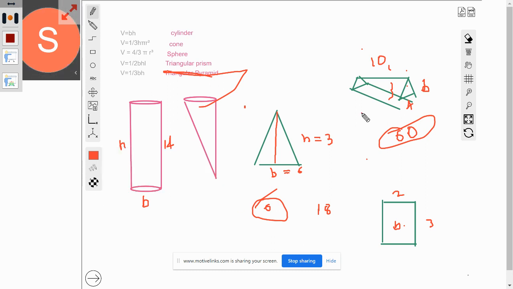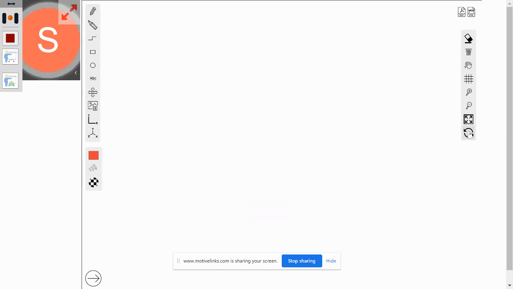So this is basically everything you guys need to learn about volume. And this is going to be commonly seen in SATs and stuff like that, exams and tests. So this is great preparation.